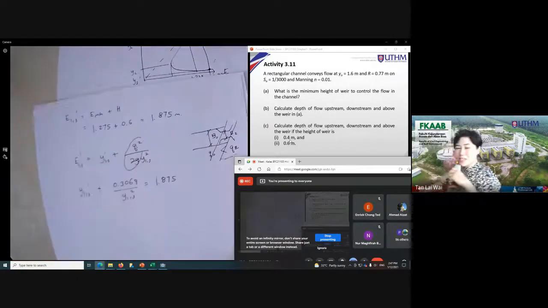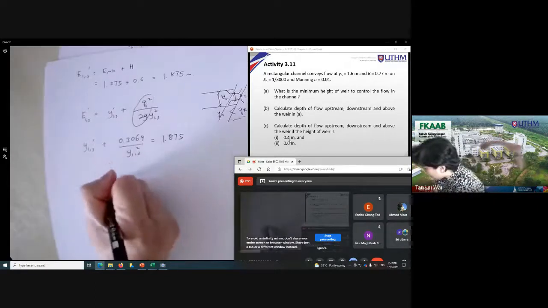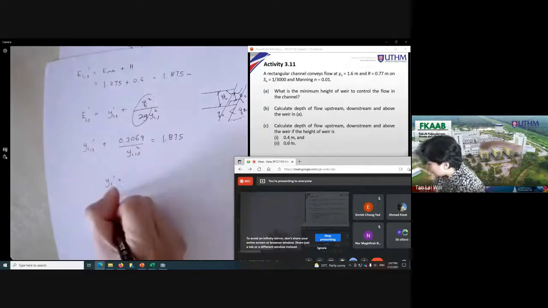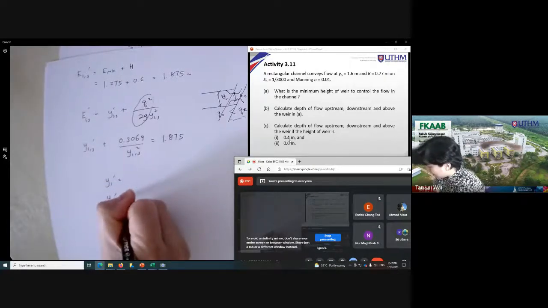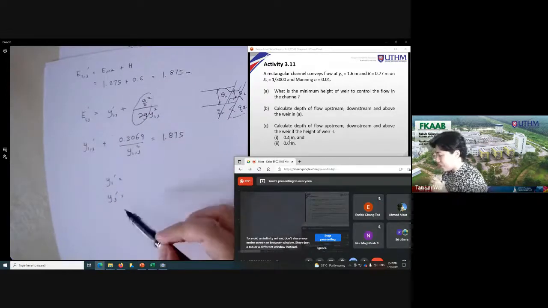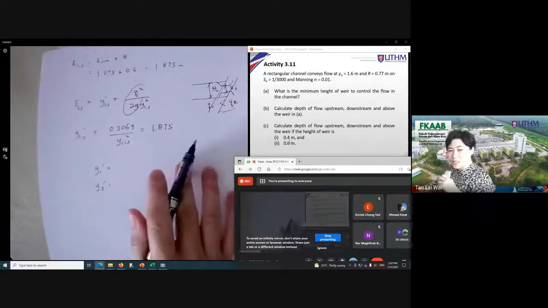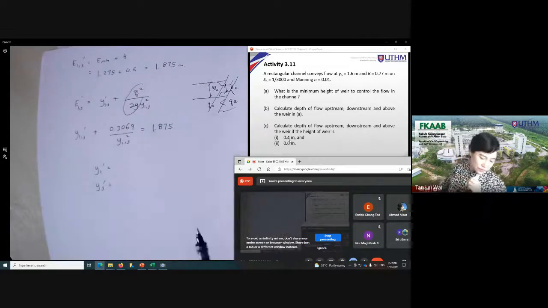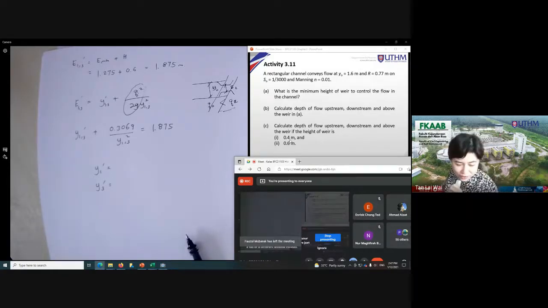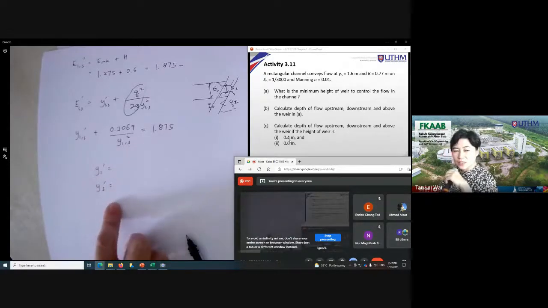Okay, now this is where you need to find Y1 prime and also Y3 prime. Remember, your Y1 should be in subcritical state and your Y3 is in supercritical state. Can you help me solve this? This guy here? Anyone else than Mafira who knows how to solve this equation using calculator to get both answers?